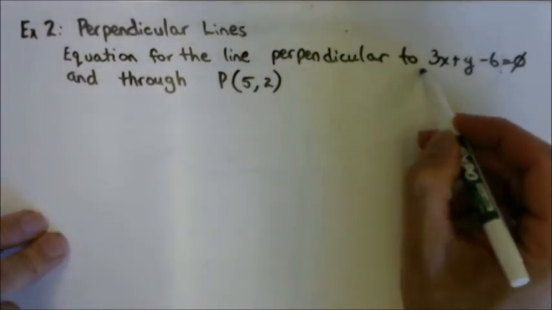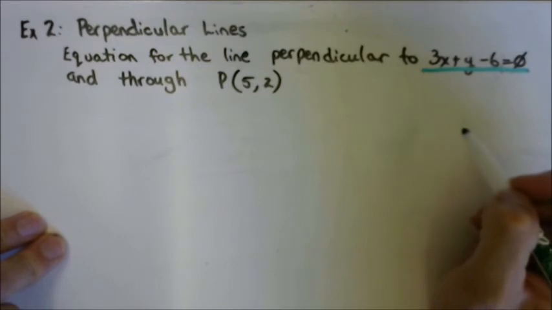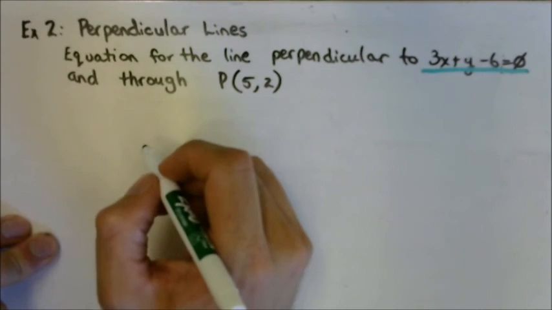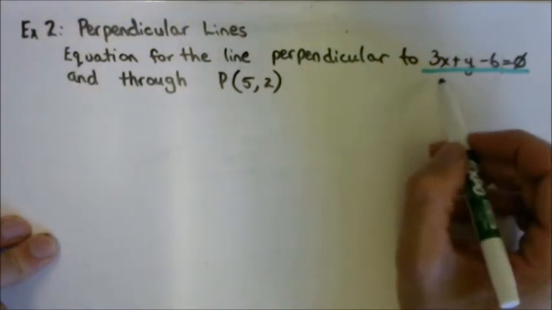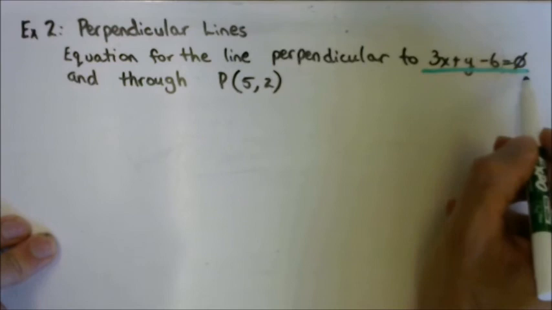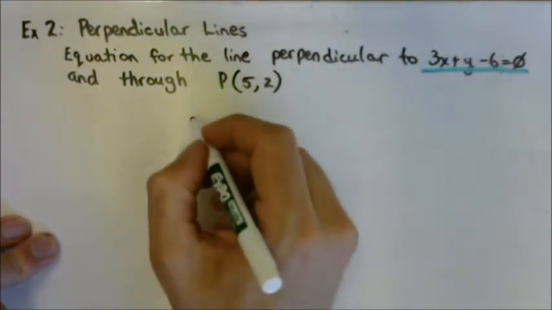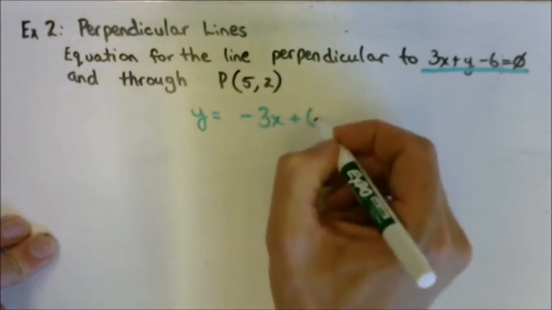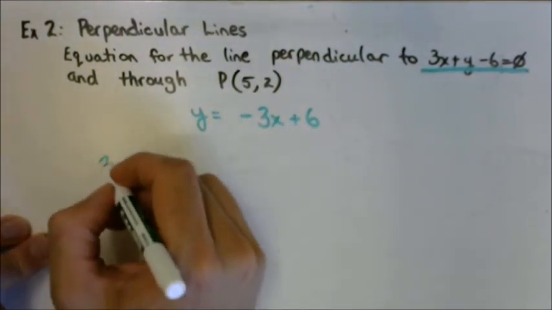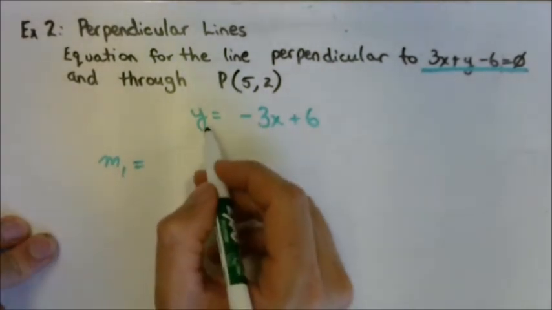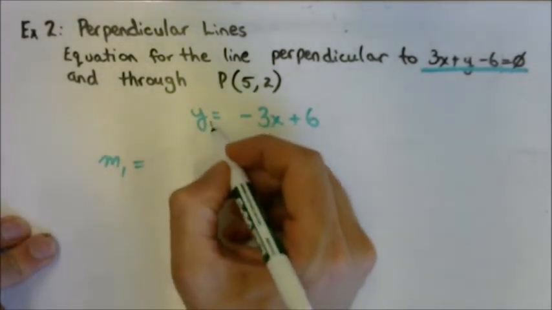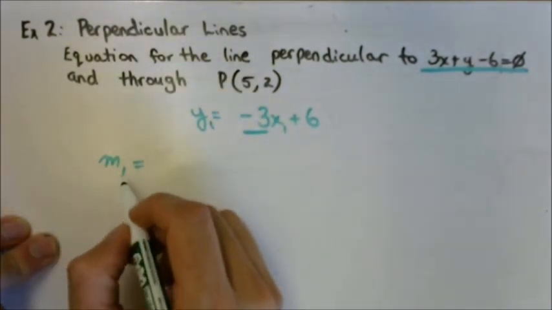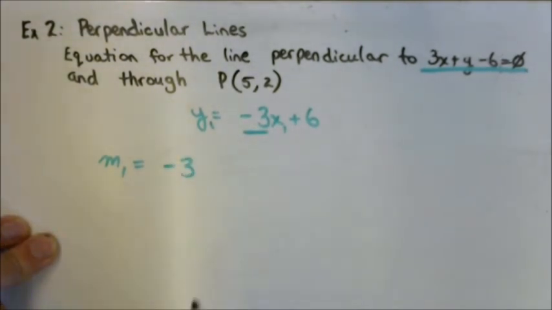I cannot derive the slope of the line directly from the standard form of this equation, so I'm going to convert it to slope y-intercept form, y equals mx plus b, by subtracting 3x from both sides and then adding 6 to both sides. It's going to leave us with y equals -3x plus 6. I'm going to call this line 1, and I'm going to call this slope 1. So slope of line 1 is -3.